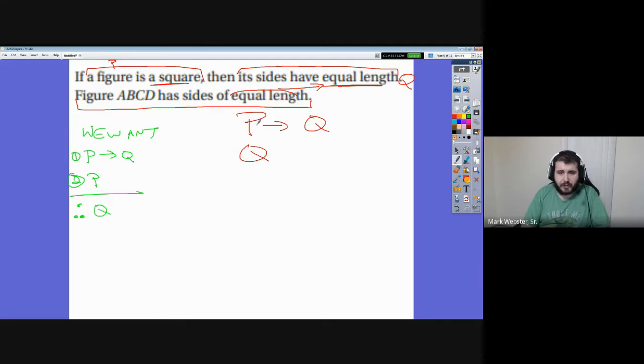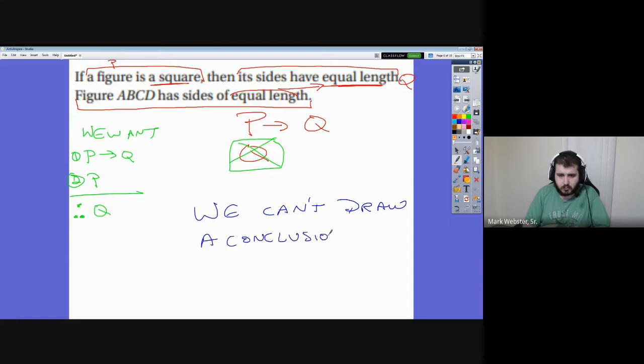But look what we have. We've got P implies Q, and then we're given this Q. We don't want that. So the thing of it is, the only conclusion that we draw is that we can't draw a conclusion. We're not allowed to. This argument is a bad argument, right? Once again, this is a bad argument. We don't have the right building blocks to make a good argument, so this is a bad argument.